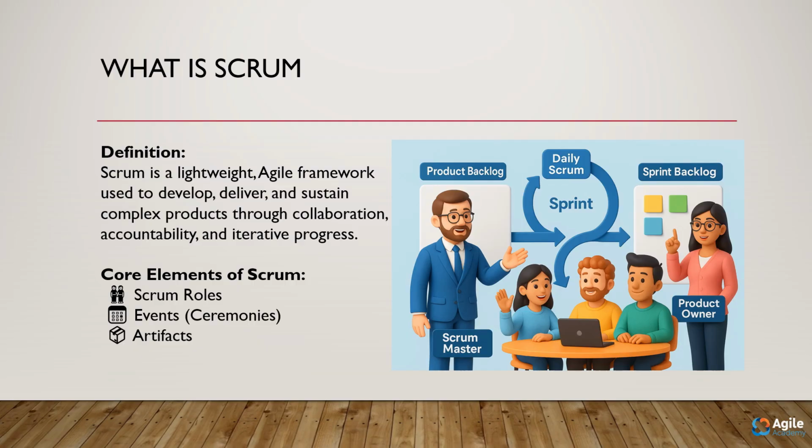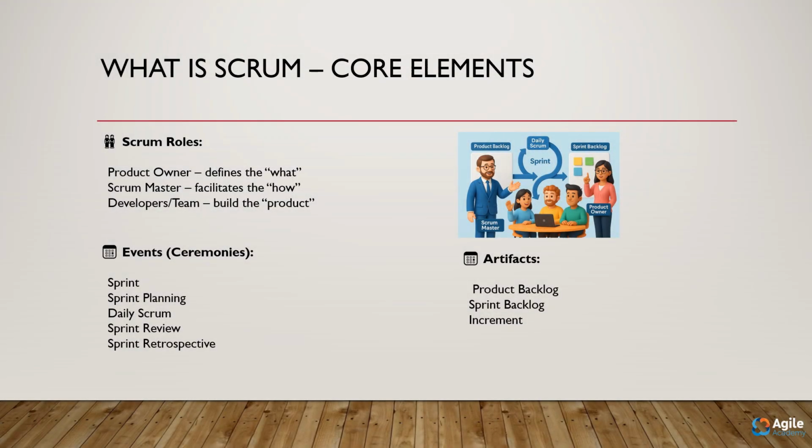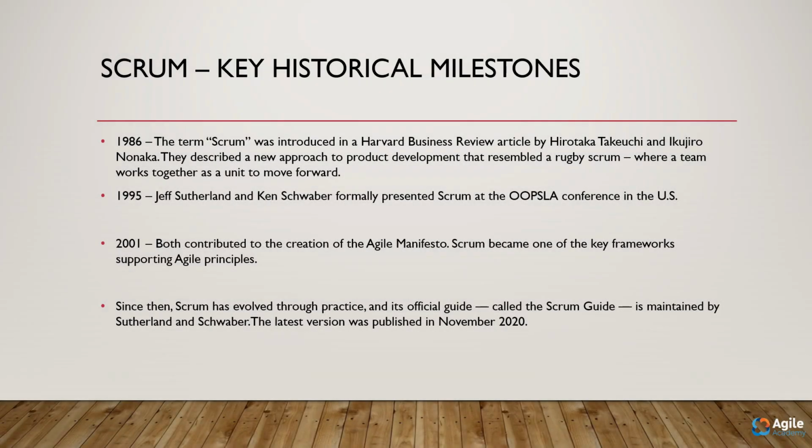It defines clear roles, events, and artifacts that help teams stay focused, deliver frequently, and inspect and adapt as they go. Let's take a quick look at the history of Scrum. Today, Scrum is used by thousands of teams across IT, banking, telecom, healthcare, education, manufacturing, and even by startups and governments. Its popularity comes from its ability to handle complex, unpredictable work while improving transparency, collaboration, and continuous delivery.